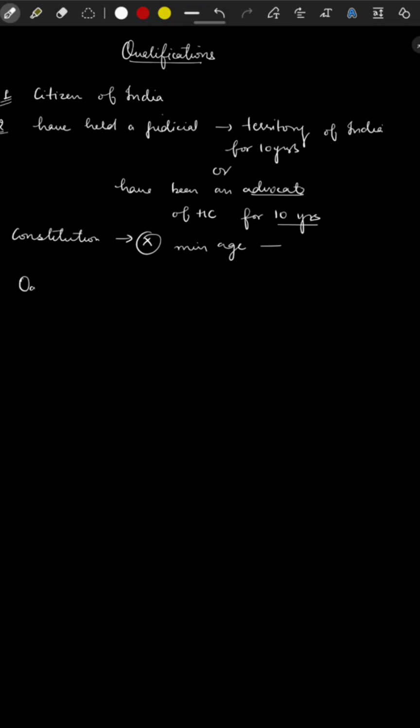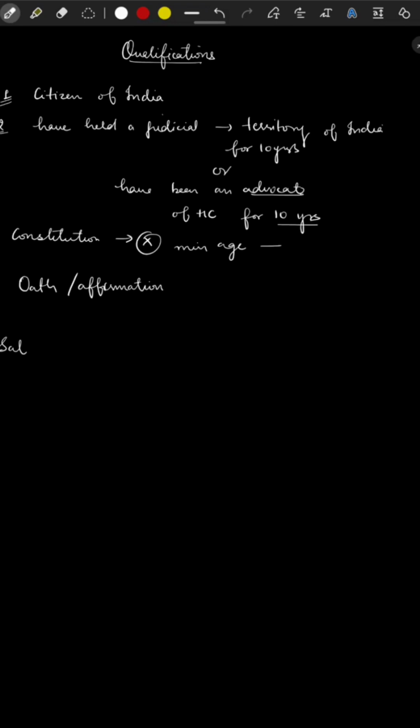Next, oath and affirmation. A person who is appointed as a judge of a high court has to take an oath or affirmation before entering office. Oath is for believers in God and affirmation is for those who do not believe in God. What kind of oath? To bear true faith and allegiance to the Constitution, uphold the sovereignty and integrity of the Constitution, duly and faithfully discharge all my duties to the best of my knowledge and ability, and uphold the Constitution and the laws under any circumstances.